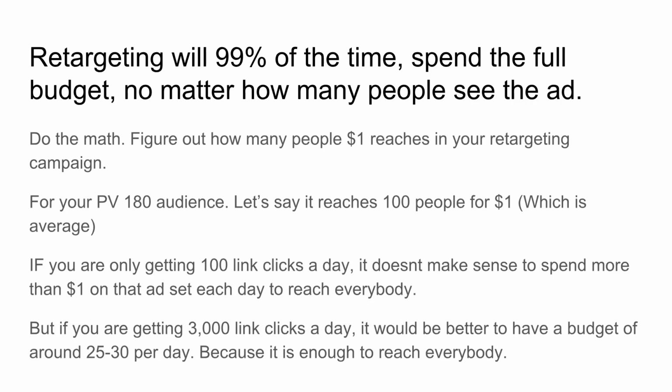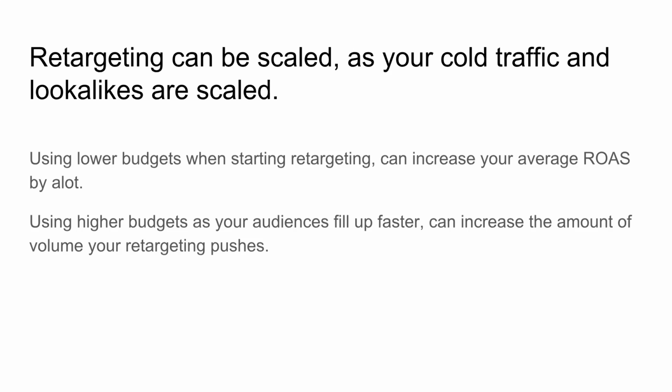retargeting pushes. So in this example, if you're getting 3,000 link clicks a day, you wouldn't just want one ad set spending $5 a day, because that's only going to reach 500 to 600 people. But if you try retargeting at $30 per day, the cost per purchase could be the same, because it's able to reach 3,000 people and get its full money's worth, which means it's just going to push more volume and make you more money. So understanding this puts the average ROAS of your campaigns a lot higher.